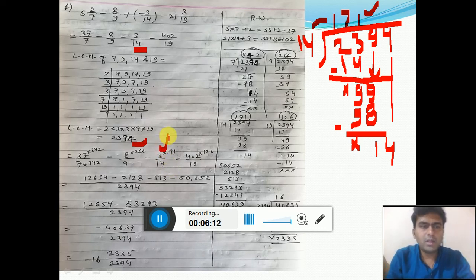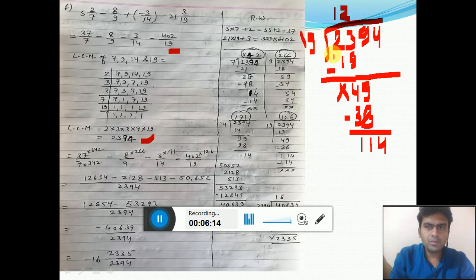Now the next denominator is 19. So we will divide this LCM 2394 by 19. So 19 ones are 19. Now 23 minus 19 equals 4. Then 9 minus 9 is 0. Now take this 4 and 9 here. Now 19 twos are 38. So we are at 38. Now 49 minus 38, 9 minus 8 equals 1, 4 minus 3 equals 1. Now take this 4, so 114. Now 19 sixes are 114. 19 into 6 equals 114.